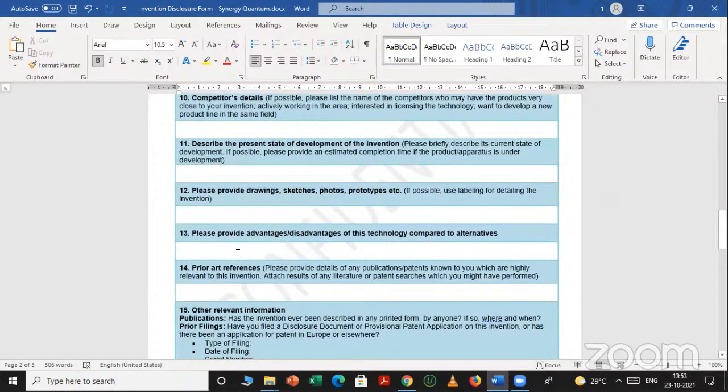Then the 12th point is very important, and based on my personal experience, I have noticed most of the inventors or researchers shy away from providing this information: the drawings, sketches, photos, or prototypes related to their invention. Last year, I did a quick survey with some of our clients, and I asked them why they do not provide their diagrams, sketches, photos, or prototypes. They say that they fear that their invention or novelty, the research material, will get leaked.